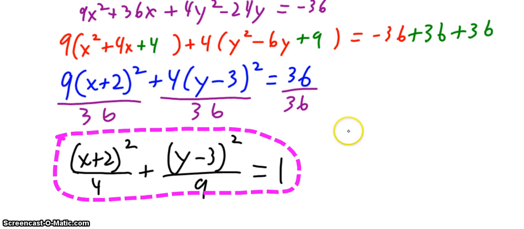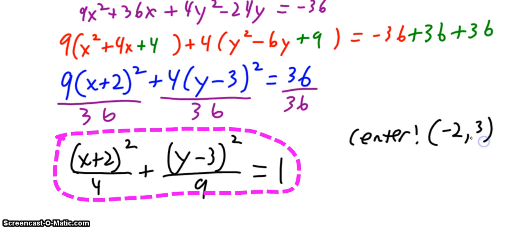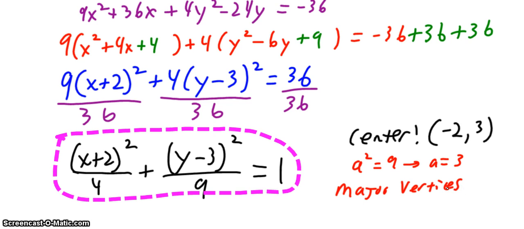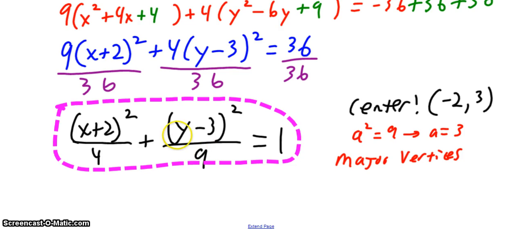So let's label some things, or let's find some things. We know the center is the point negative 2, 3. I know a squared is 9, so a is 3. So my major vertices, since this was underneath the y values, this is going to get added and subtracted to the y value of the center. So my major vertices are going to be negative 2, 6, and negative 2, 0.